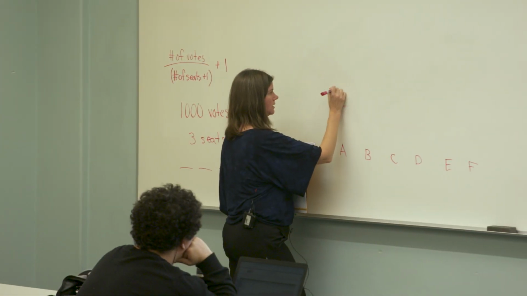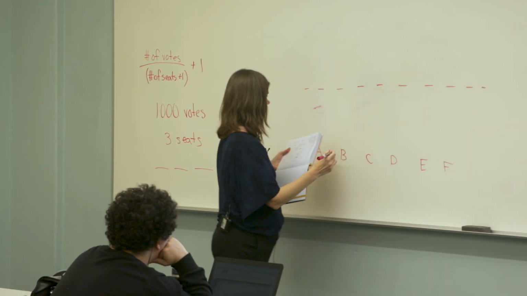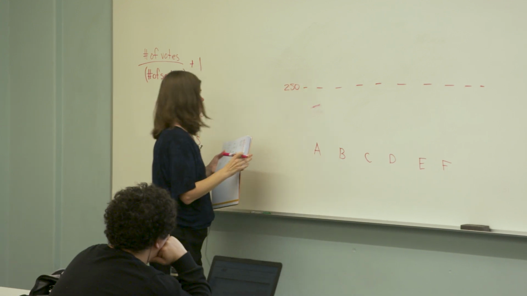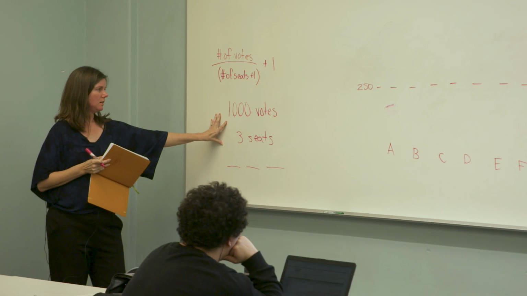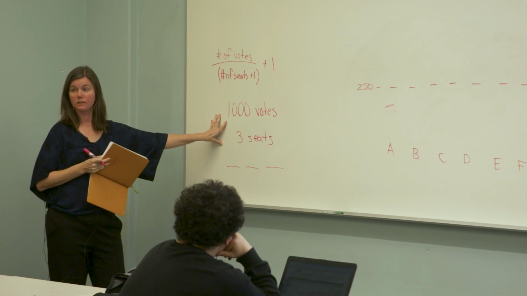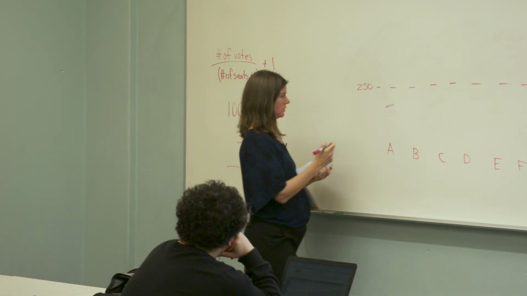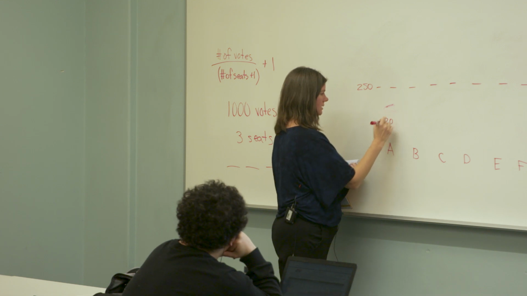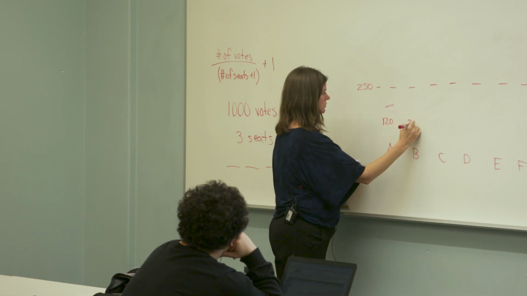So this is my 250. I should say that's my cutoff here. To get a seat, I have to get more than 25% for 3 seats. That's my threshold or my quota. So let's say A is at 120. B is at 260.